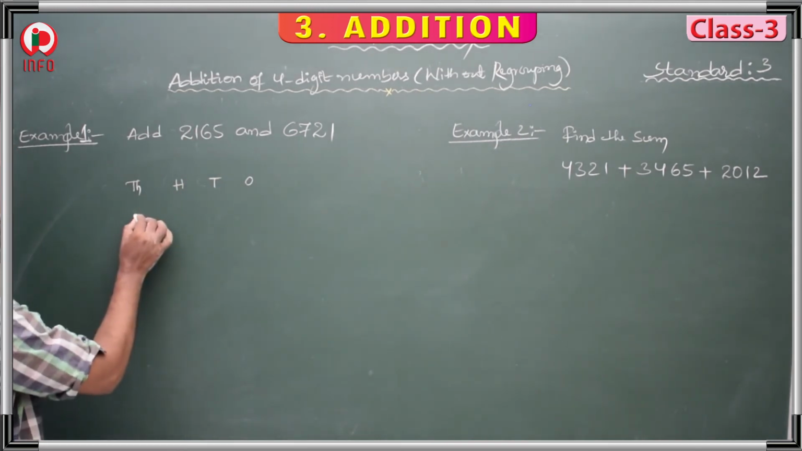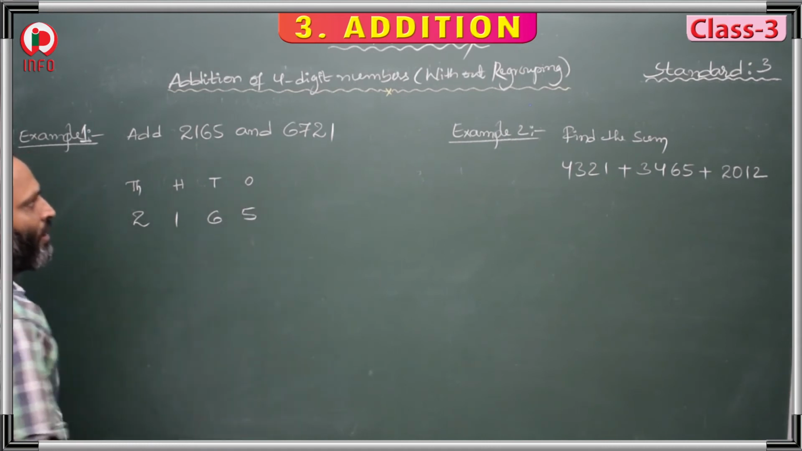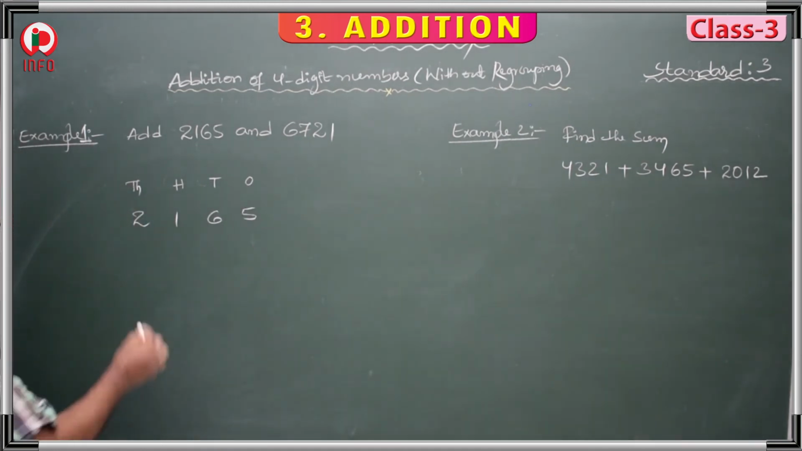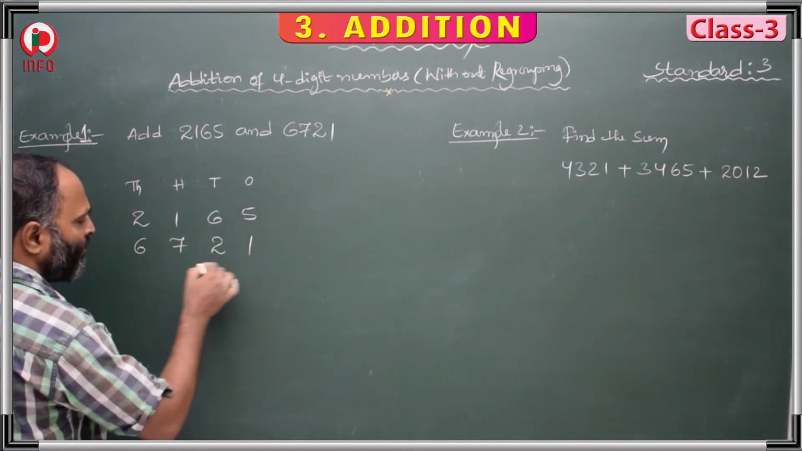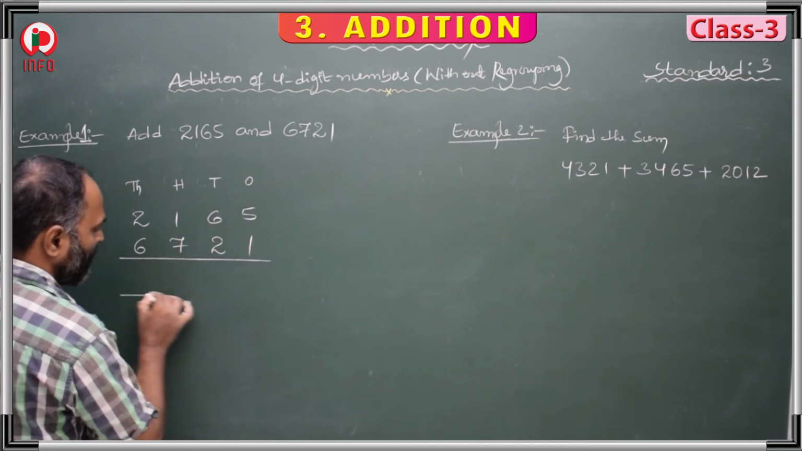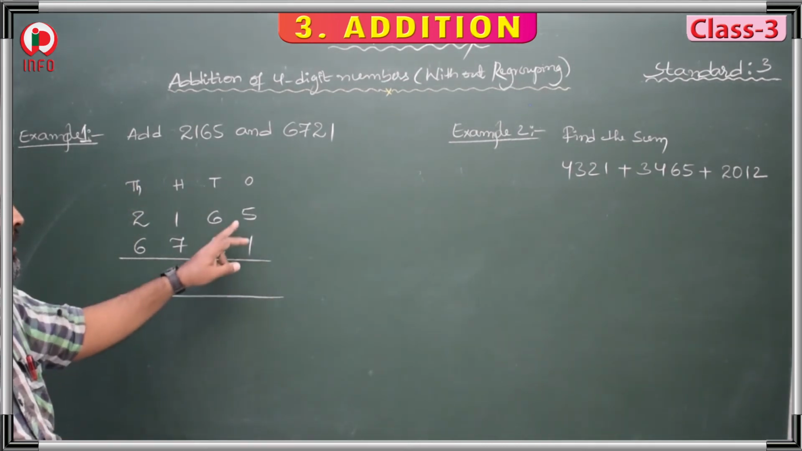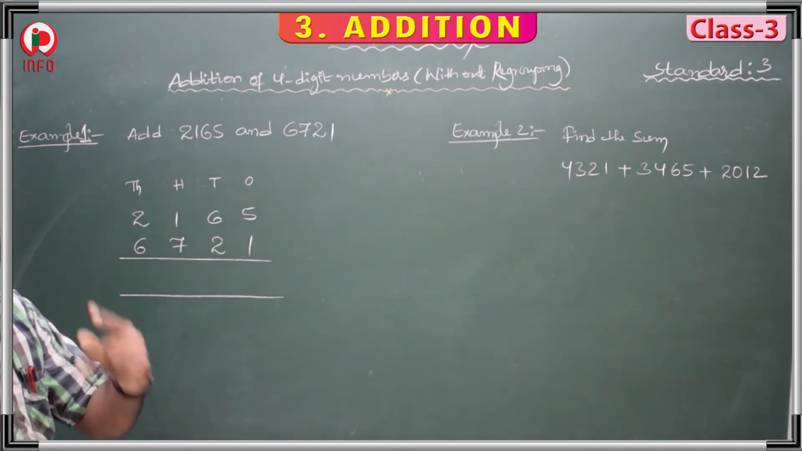2165. Next, 6721. This we have to add now. This is the addend and this is the addend. How many addends? 2 addends we have.